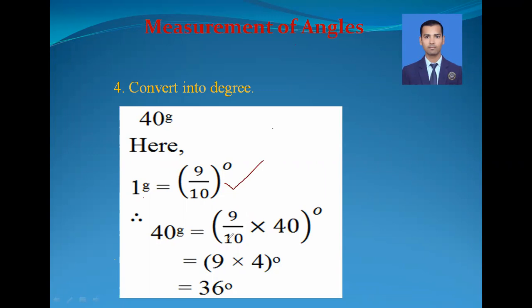After cancelling 10 with 40, we have 9 into 4 degree, that is 9 4s are 36 degree. In this way, we can solve the question if we are given grade to convert into degree.